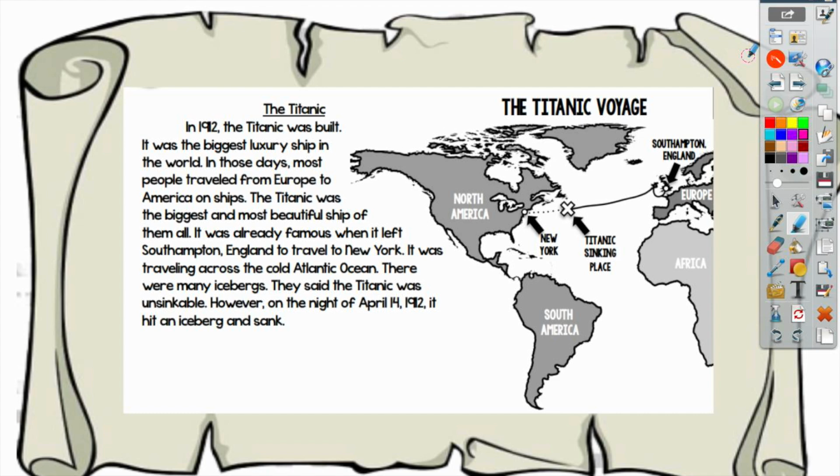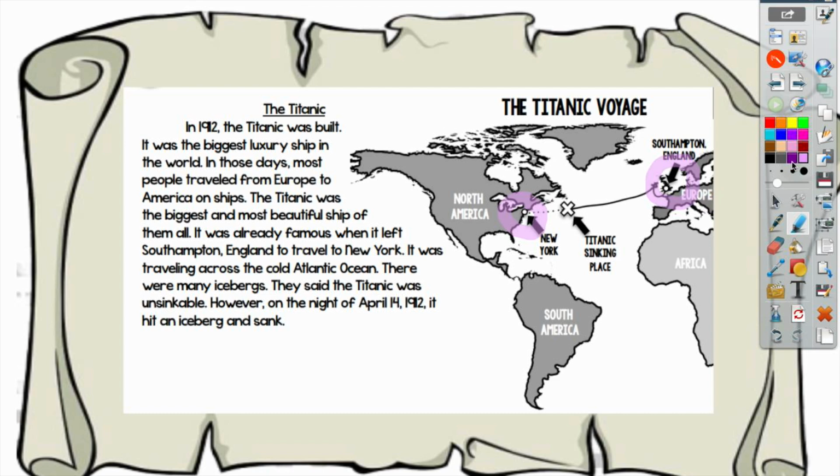In this passage, we have an illustration of a map. The map's title is The Titanic Voyage. In our map, we see some different continents, such as North America, where we live, South America, Africa, and Europe. In addition to this, we also see Southampton, England, which is where the Titanic left, and they also point out New York, which is where the Titanic was going.